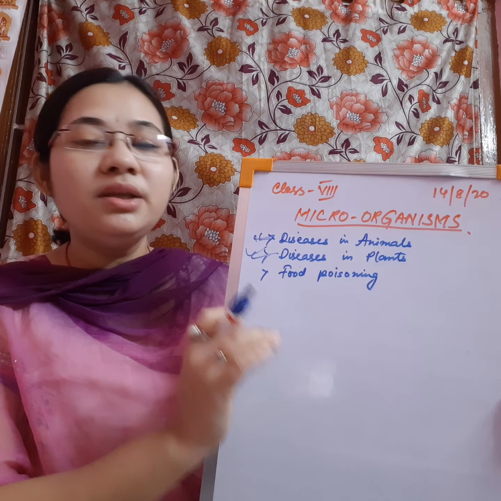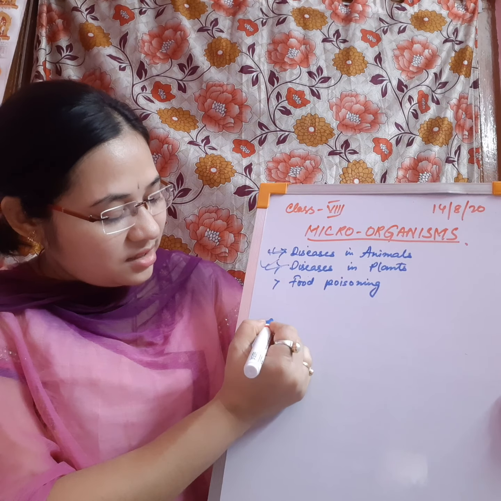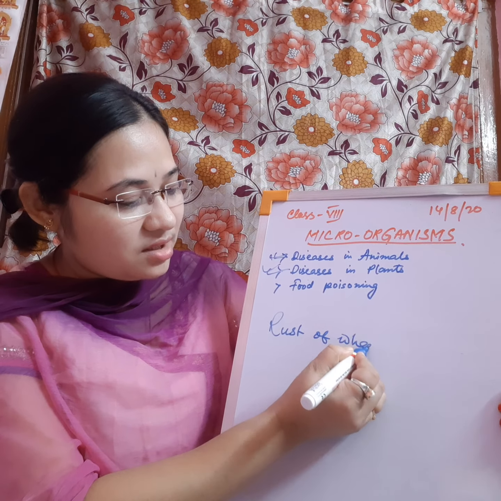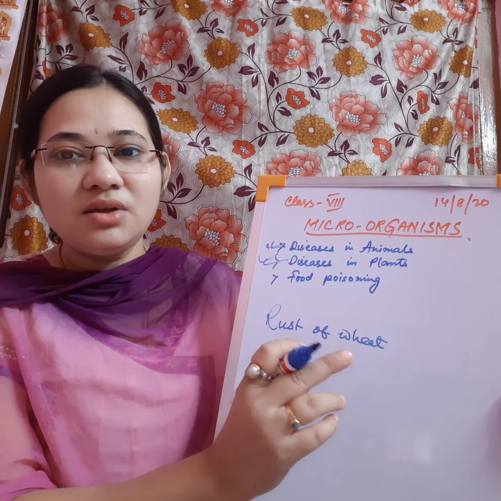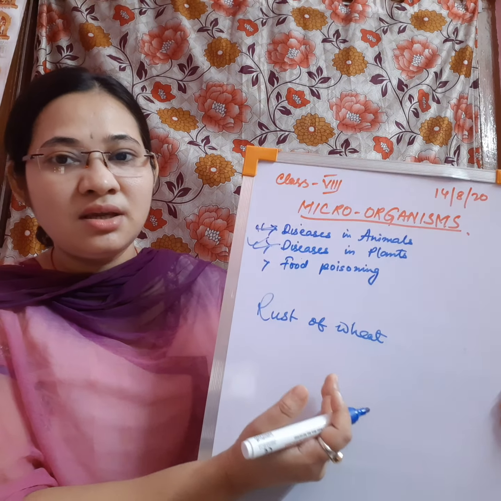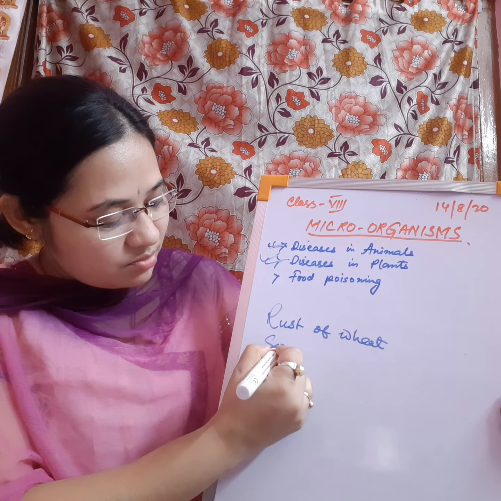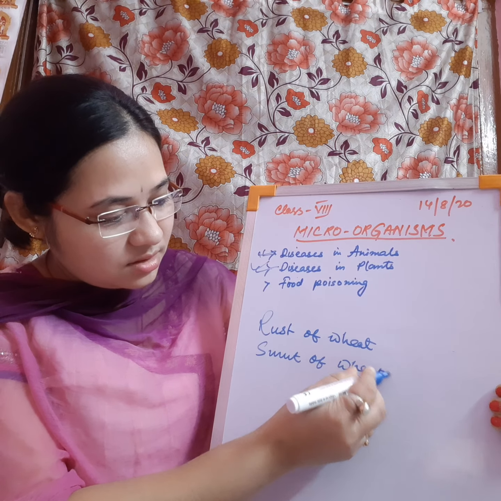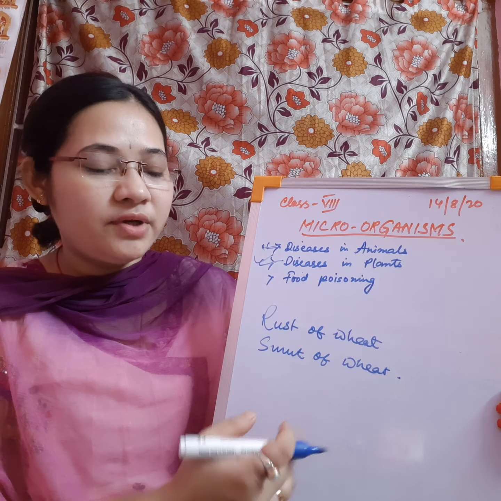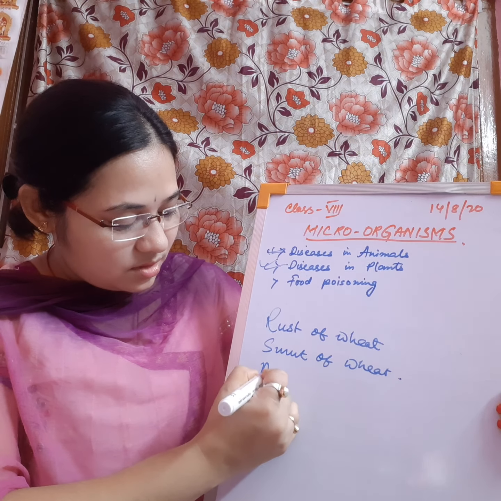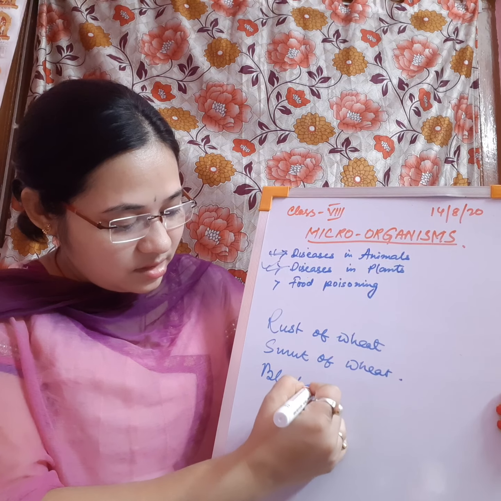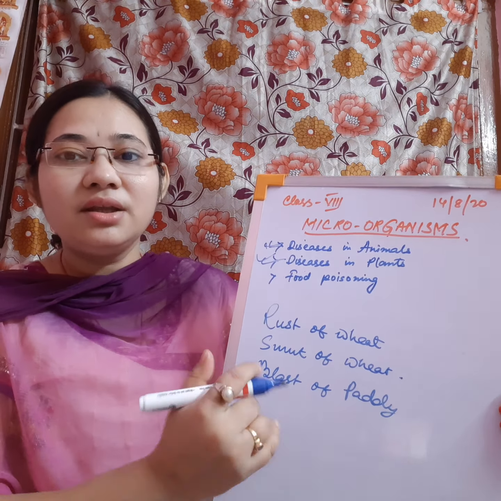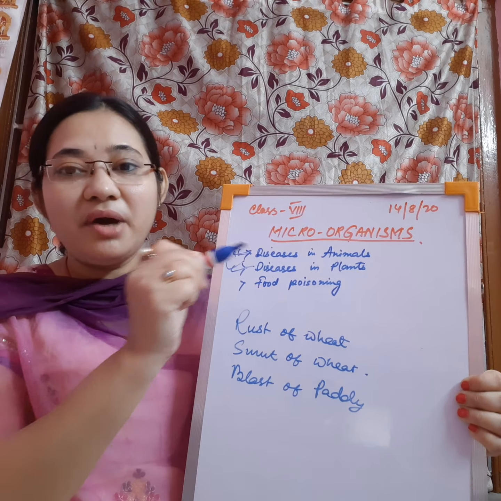Some common names of diseases in plants are rust of wheat. Rust, you know what rusting is, so like that the leaves become rusted. Then comes smut of wheat, which means the leaves and the stems are affected. Then we have blast of paddy. Paddy means rice. In blast of paddy, the rice plant leaves develop certain blasts or patches.